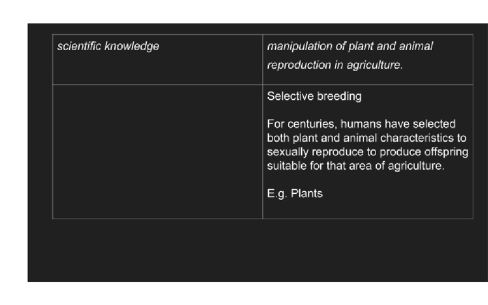Our first example of a reproductive technique or manipulation in agriculture is selective breeding. Now, this has been used by humans for centuries, whereby plants and animals considered to have favourable characteristics have been sexually reproducing to produce offspring for that area of agriculture. So I've put here example plants. Some of the characteristics that humans would have looked for may have included disease resistance or producing fruit for a long period of time, and that would have had an impact to increase food production.